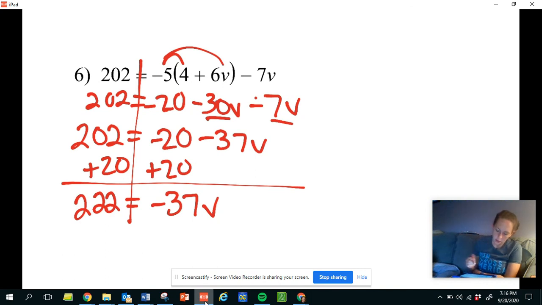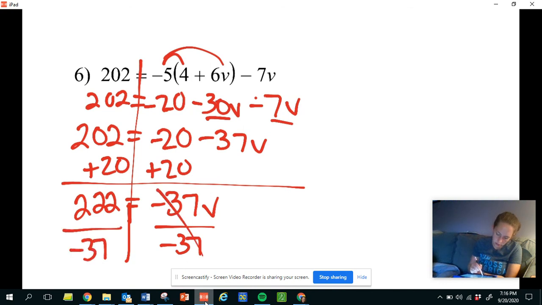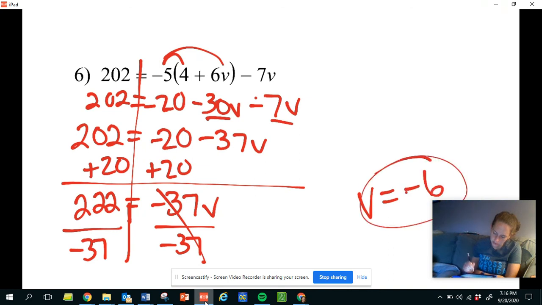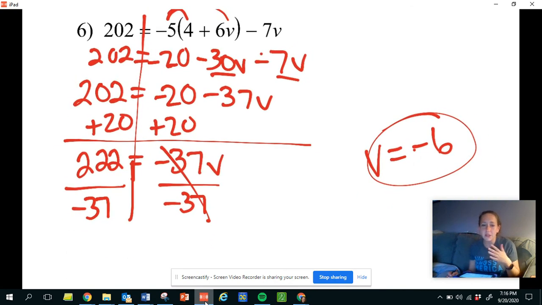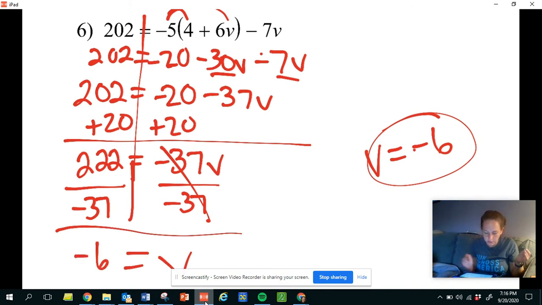When I divide both sides by negative 37, 222 divided by negative 37 is going to give me negative 6. Okay, yeah, sorry, just checking my math. So now that v is by itself, I'm done. Ta-da! Anyway, that is solving multi-step equations.